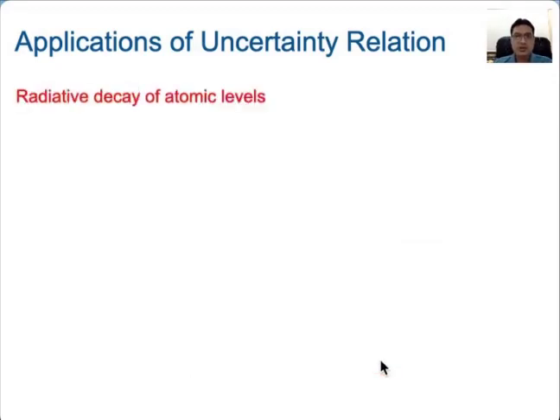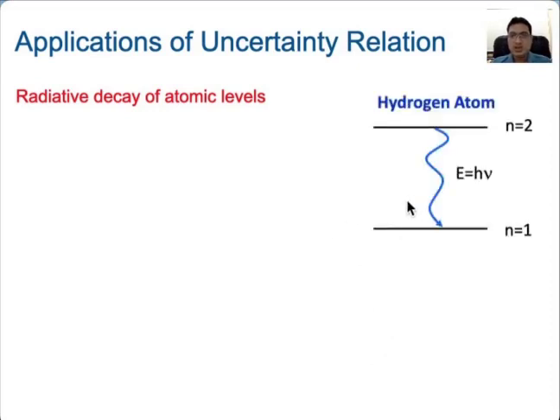Okay, now this is the last example, and this example is going to use the time-frequency uncertainty, and I'm going to tell you how this is very important. So let's say this is your hydrogen atom. By some means you have excited an electron to the n equal to 2 level, and at some point of time this electron will come back to the ground state and will emit a radiation h nu.